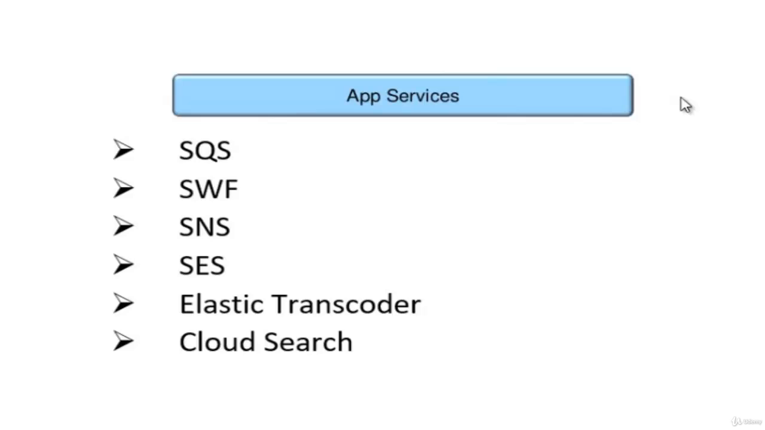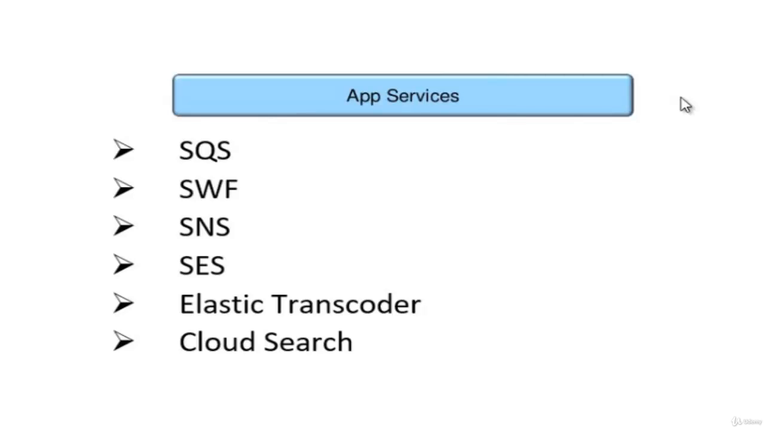Sometimes users have made requests that the limit that SES provides to them for sending the mail is less than what they require. So in those cases, we can raise a request to extend the limit for mail services. Now the next component of application services is Elastic Transcoder.